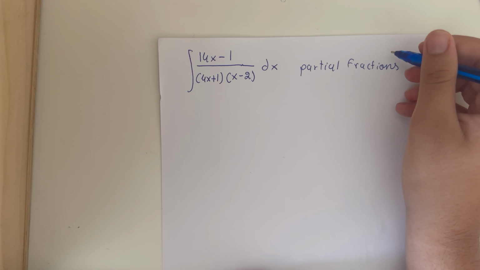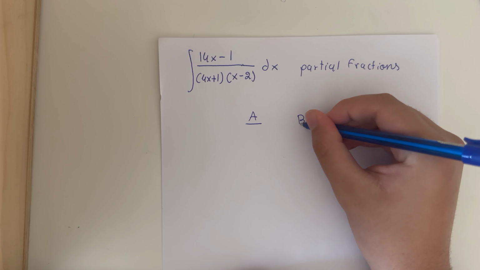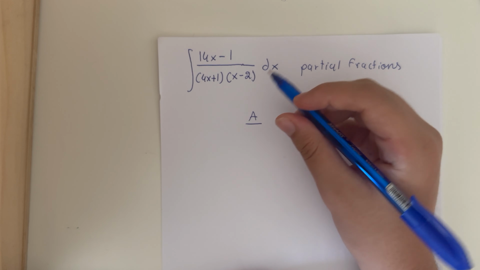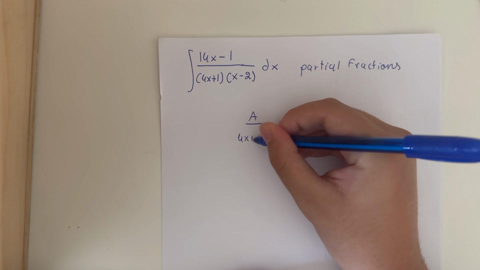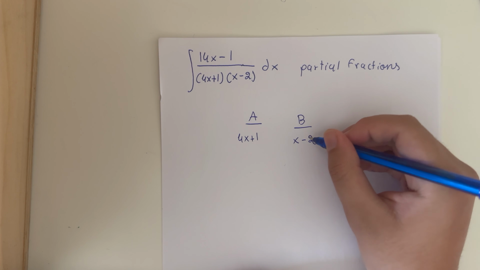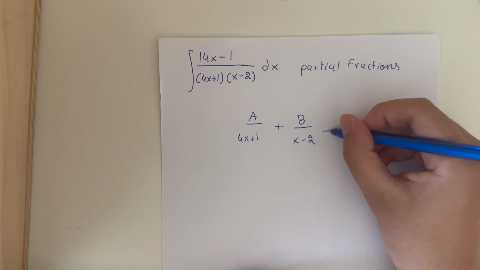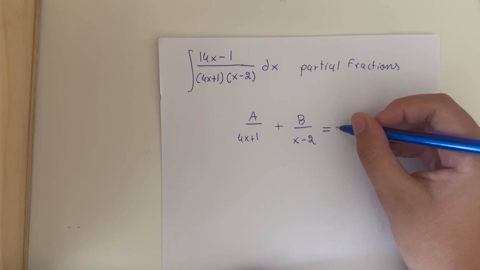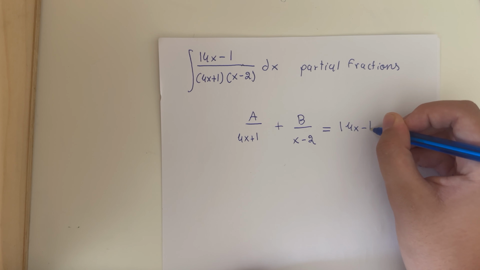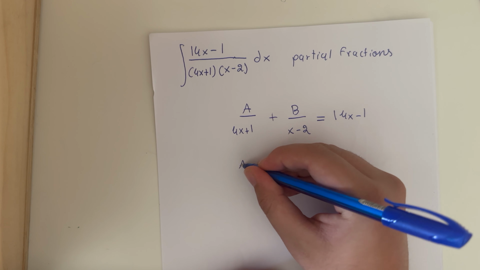So to do that, I'm going to set numerators A and B. And the denominators are going to be these two expressions here in the bottom. So we have 4x plus 1 and we have x minus 2. And when you add them, this is going to equal 14x minus 1. So to evaluate this, you're going to set A times (x minus 2) and B times (4x plus 1).